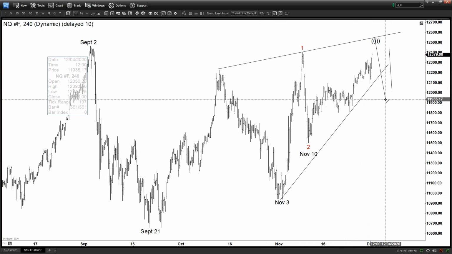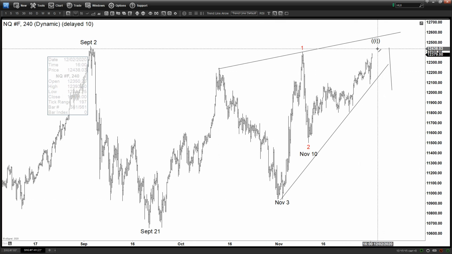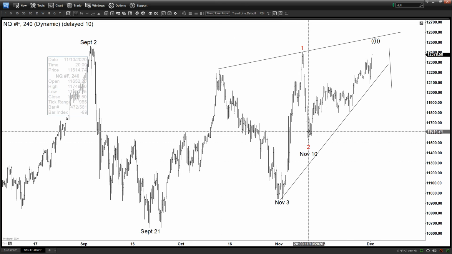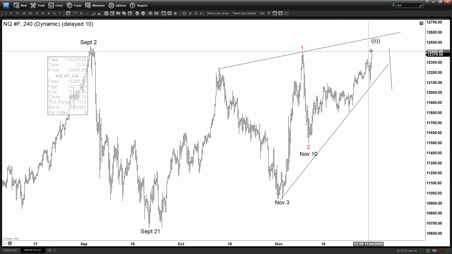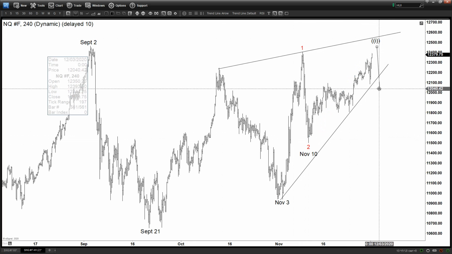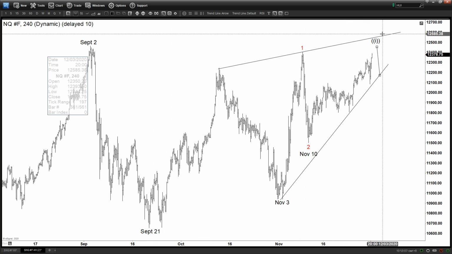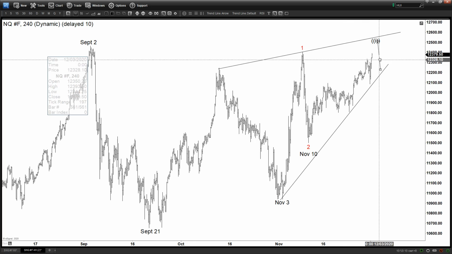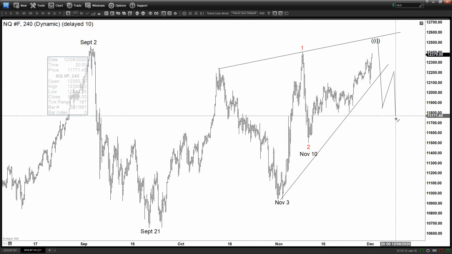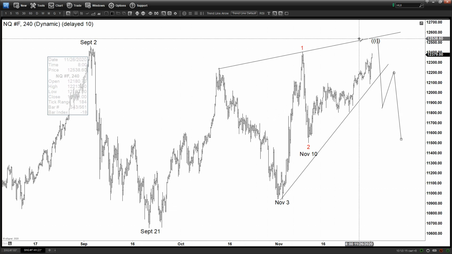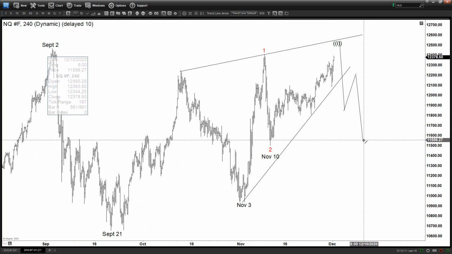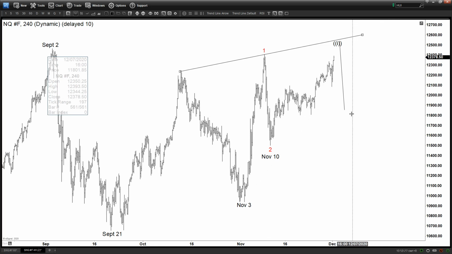So then the pullback that comes from here is not just going to be correcting the cycle from November 10th, like what we are proposing here in that kind of scenario, but the scenario suggests that we could be finishing the entire cycle from September 21st, and then we will do the bigger correction, the bigger three waves like this, to correct this entire rally from September 21st before it goes higher again. So we got two sort of levels to pay attention to.